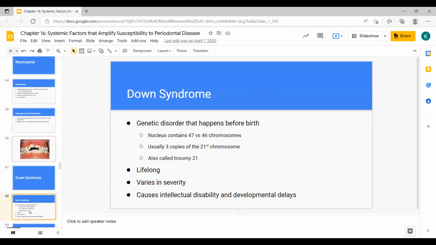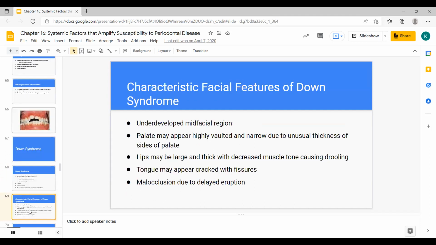Okay, Down syndrome, a genetic disorder that happens before birth. Usually 3 copies of the 21st chromosome, also called trisomy 21. Biggest things that you need to understand with Down syndrome is the tongue may appear cracked with fissures, lips are large, and usually you're going to see macroglossia, or an abnormally large tongue, and malocclusion due to delayed eruption.